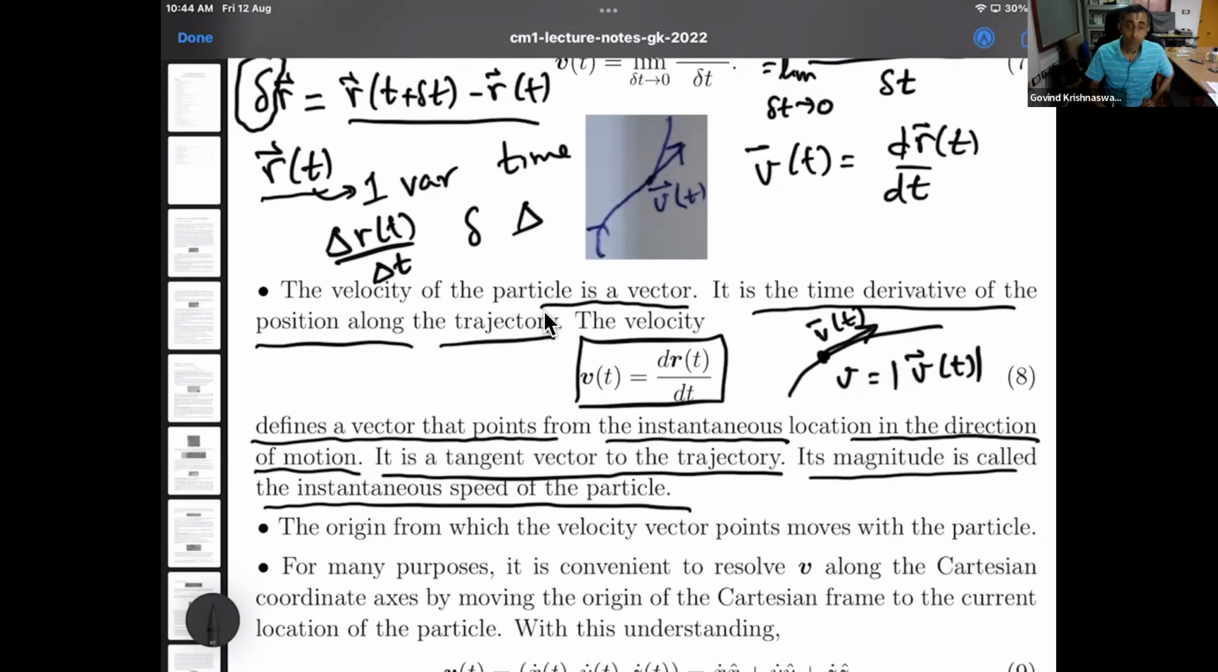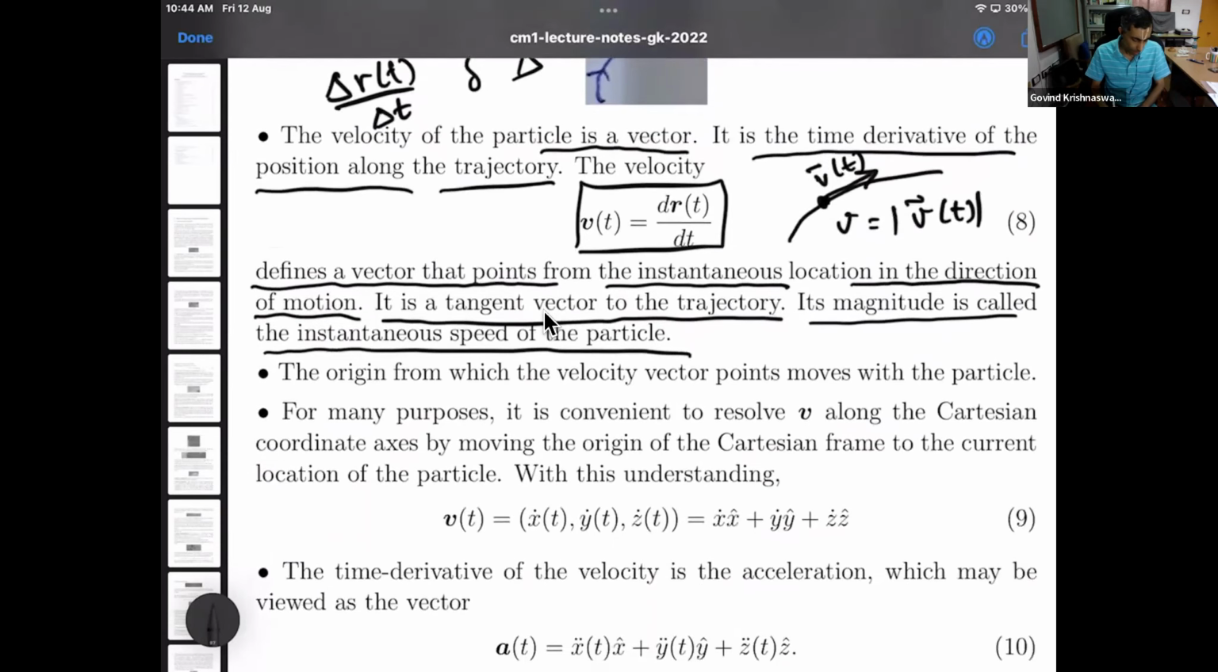Okay. Yeah. Now, the origin from which the velocity vector points moves with the particle. Okay, so this is an example of a vector whose origin moves with time. So we have to now get used to that. There may be vectors for which it is convenient to view the origin itself as moving.